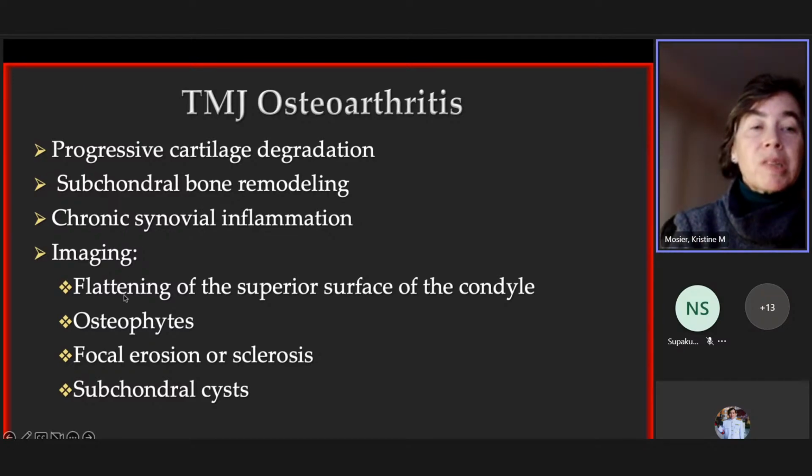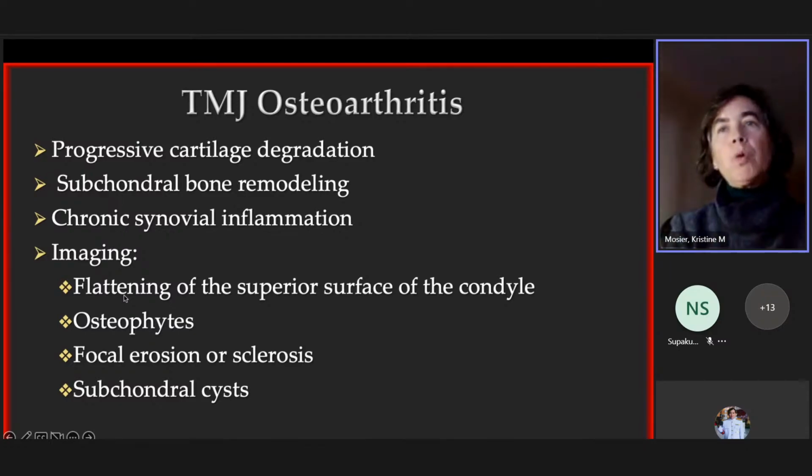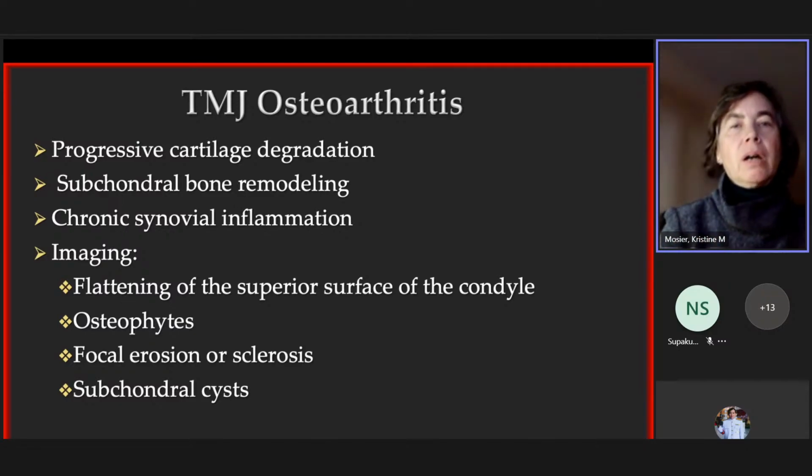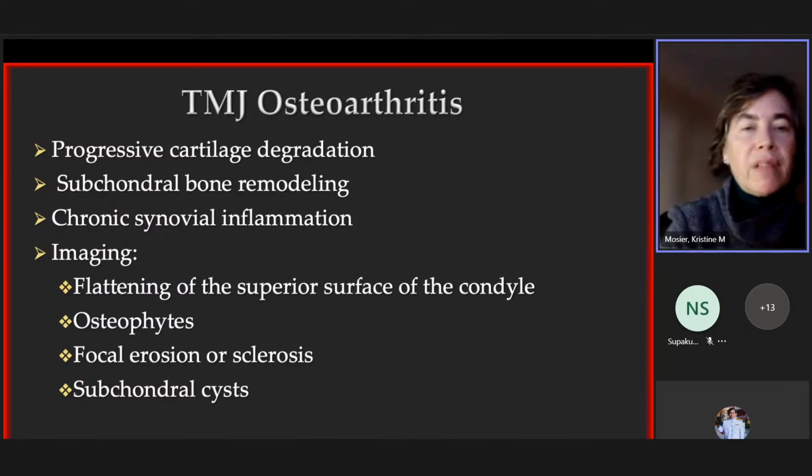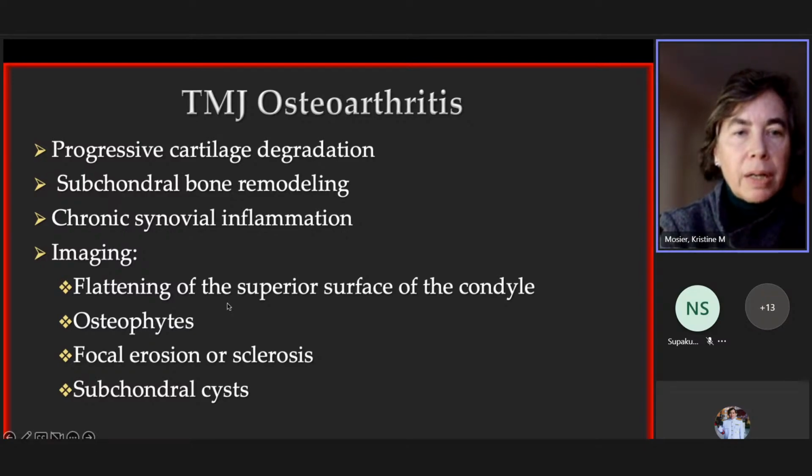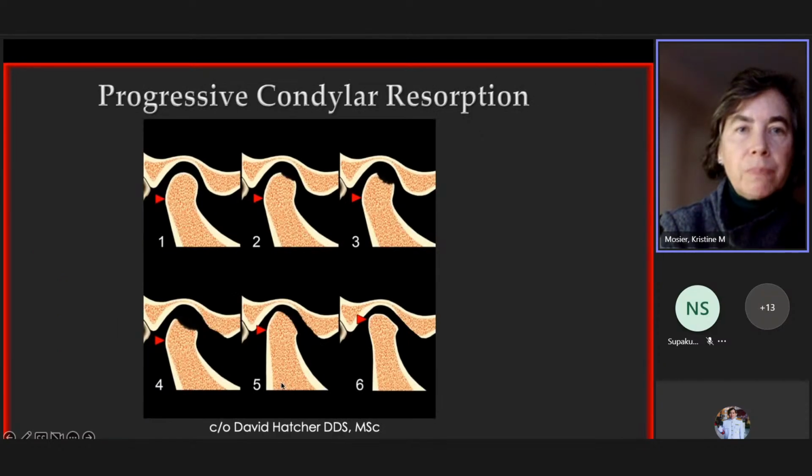And on imaging, what we're going to see is loss of that normal rounded convex appearance of the condylar head. So we see flattening of the superior surface of the mandibular condyle. We may see osteophytes, we may see focal erosion or sclerosis in more advanced cases, and subchondral cyst.